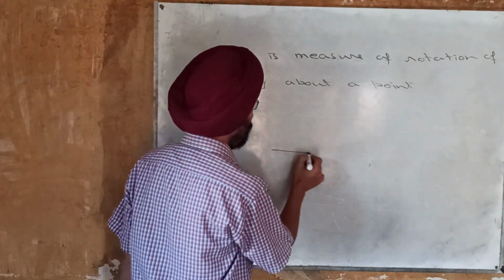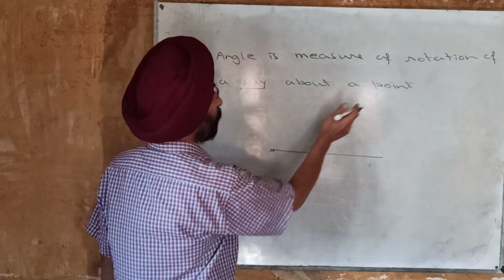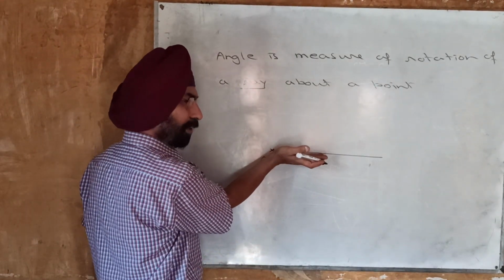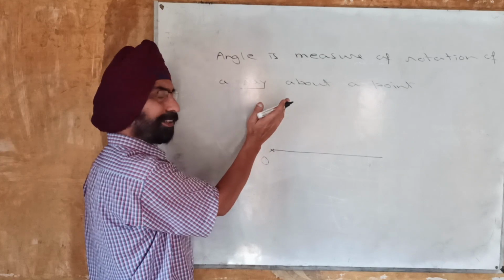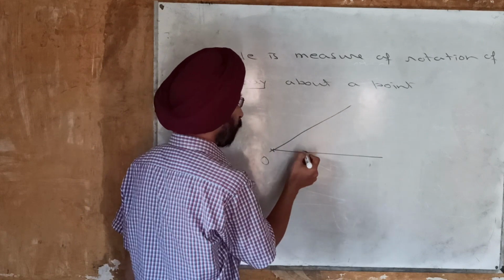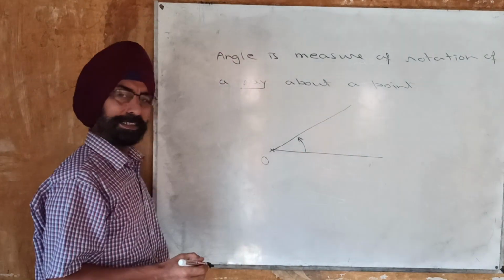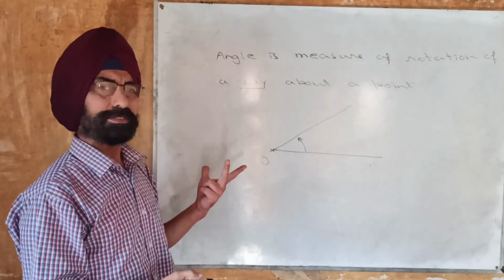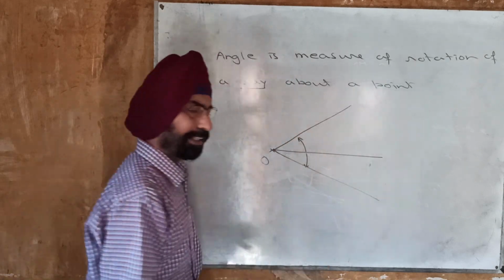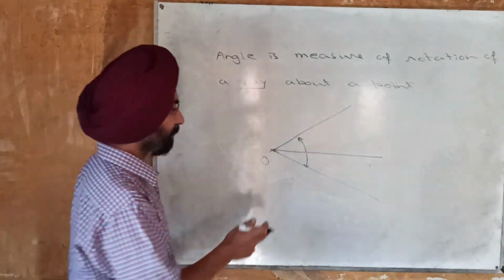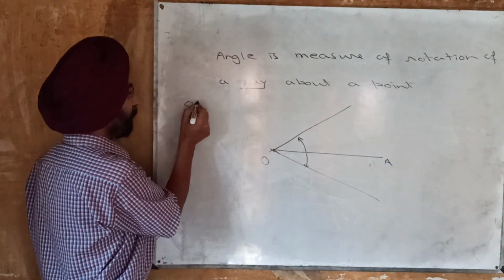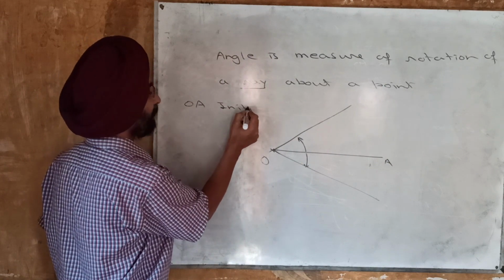So suppose it is your ray and this is your point, the fixed point O. This ray may rotate anti-clockwise, it may rotate clockwise. If it rotates anti-clockwise, that means in this direction, then we say that the angle is positive. And if it rotates clockwise, then we say that the angle is negative. This is O, this is A. So what is your OA? Your OA is the initial line.